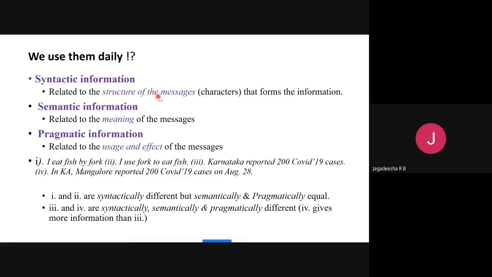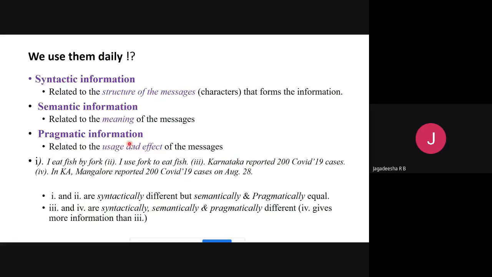The structure of the messages is totally different. The meaning conveyed is also different, because this says Karnataka is a large state, but it says in Mangalore it reported 200, because Karnataka may report these days thousands of cases. Here it says 200 cases. So these two are not the same. The meaning is not the same because Karnataka can report 5,000 per day right now.